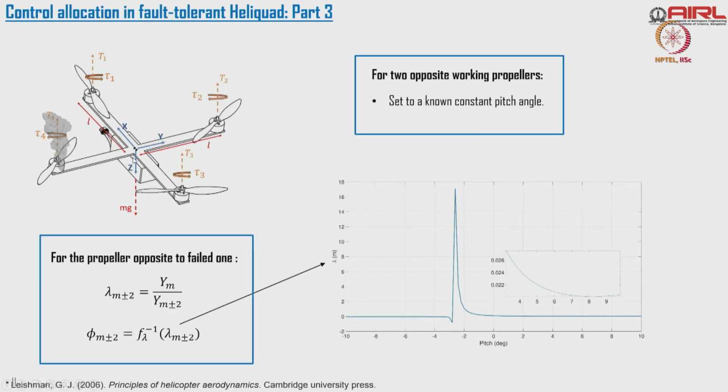Once that's done, what am I going to do? I am going to set the known pitch angle for the 2 opposite working propellers, and omega d is coming from my neural network. So I can do this very fast. I can get these things very quickly if I am trying to handle a failed motor, or if I am trying to plot lambda versus pitch. So I can achieve this stability very, very fast.